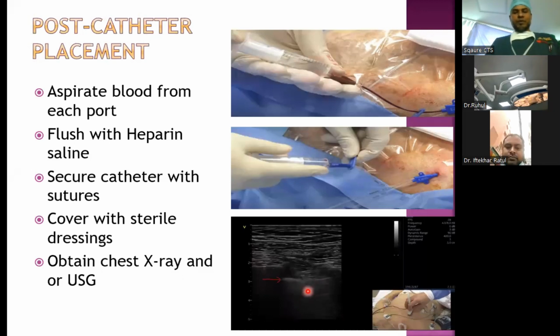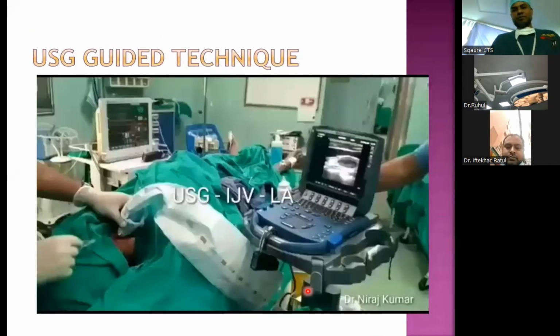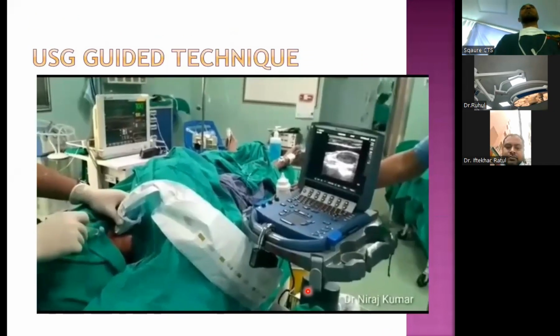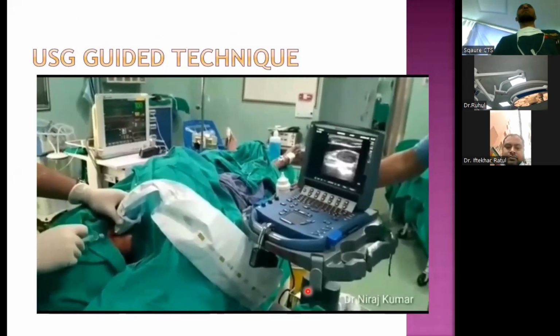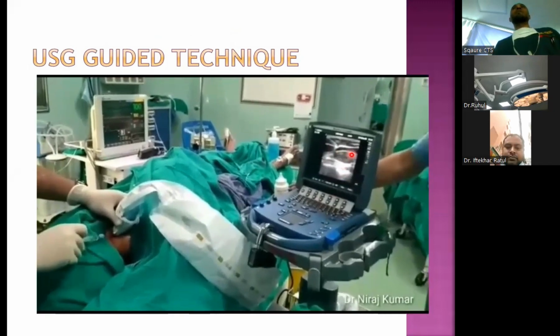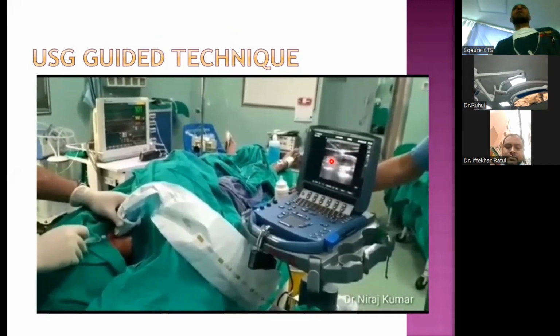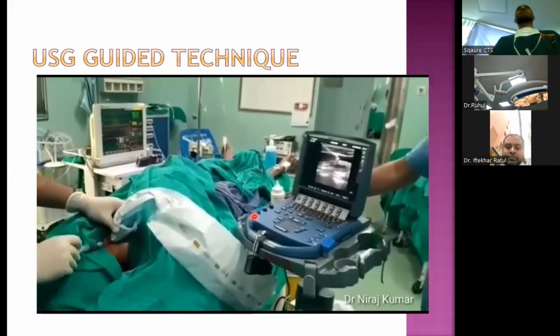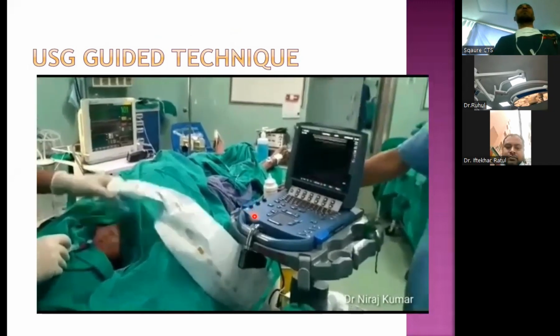This is a very short video about ultrasonoguided insertion. This is the long axis guidance. After this puncture is done, all the other techniques are the same. This is a very short video.